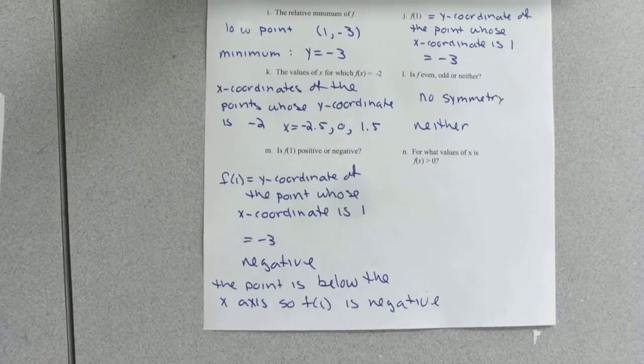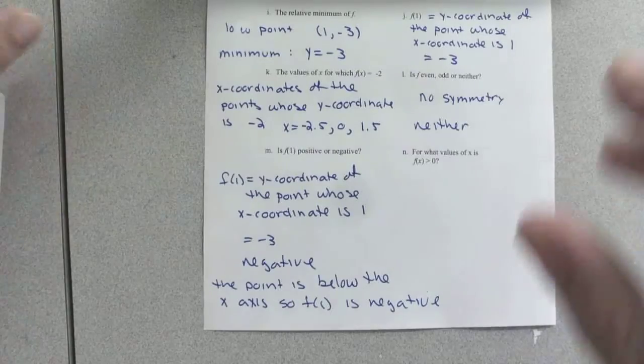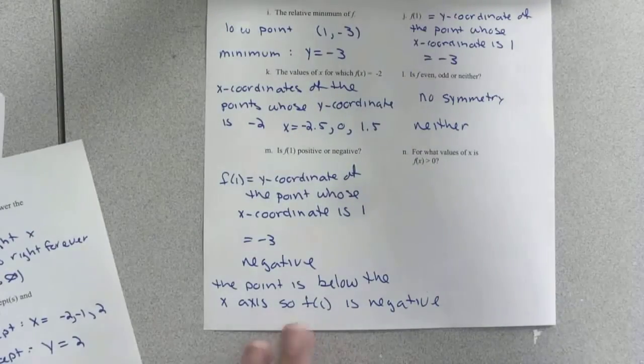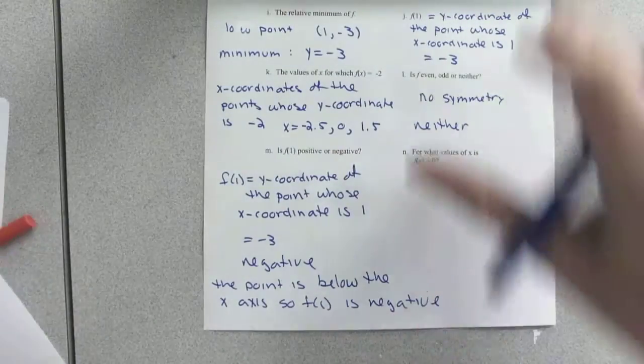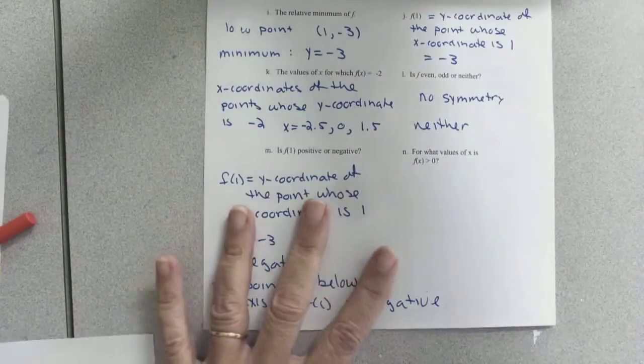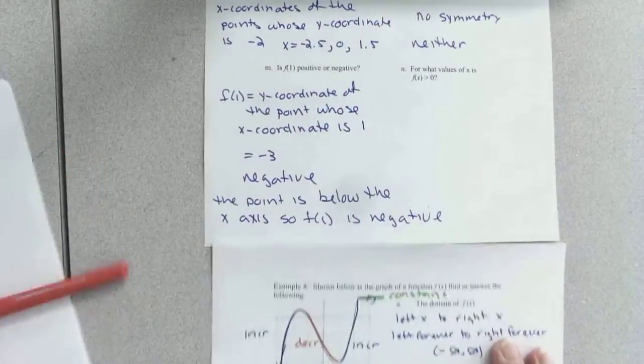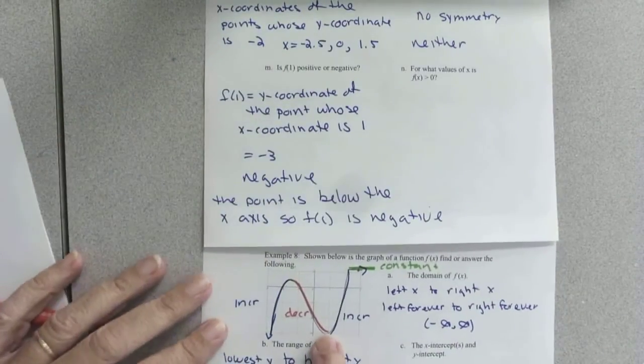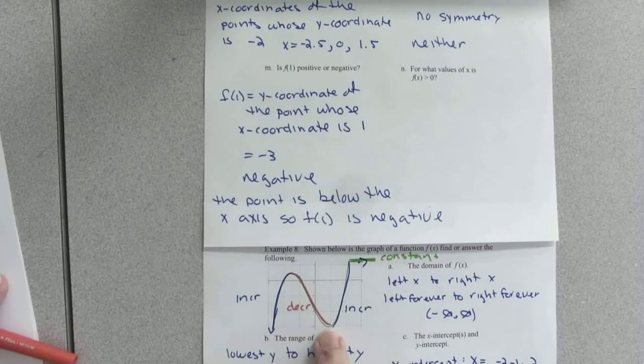But the reason why, and we can't see the graph anymore, but I'll move it up and go back to the old page. There's the graph again. That when we get to -1, it's below the x-axis.